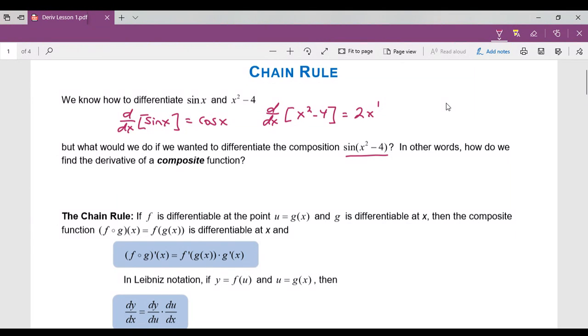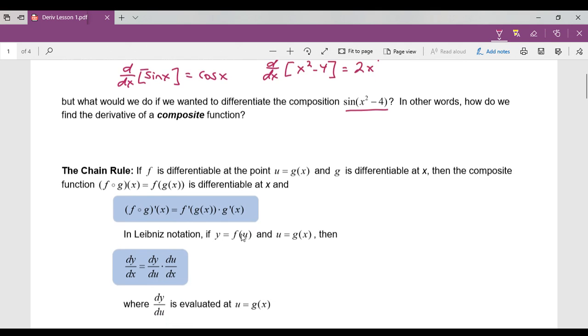squared minus 4? That is a composition of basically these two functions, where the innermost function is x squared minus 4, and the outer function is sine of x, or sine of stuff. We can think of it that way. Well, it turns out if you want to take the derivative of a composite, you must use this rule called the chain rule.